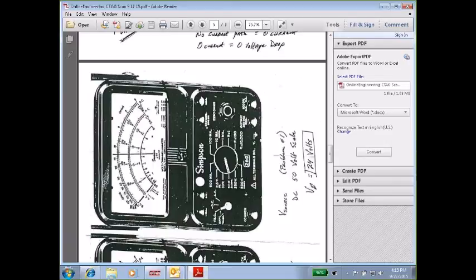There is no zeroing required, because when you're reading current or voltage with this analog meter, it's already done for you. You don't have to zero it on that. Only on the resistance scales do you zero it.